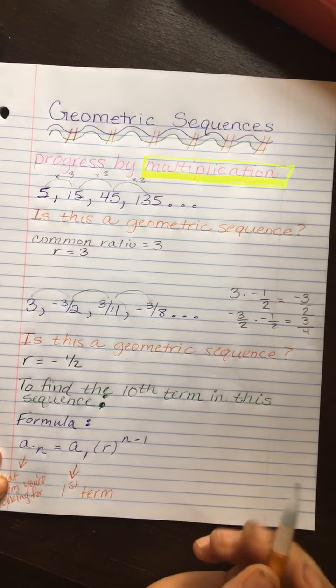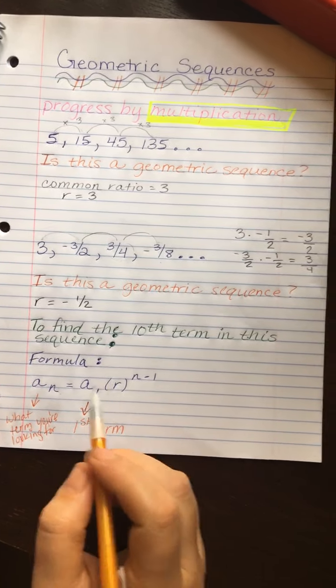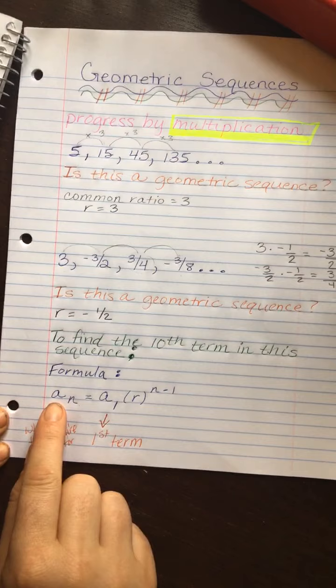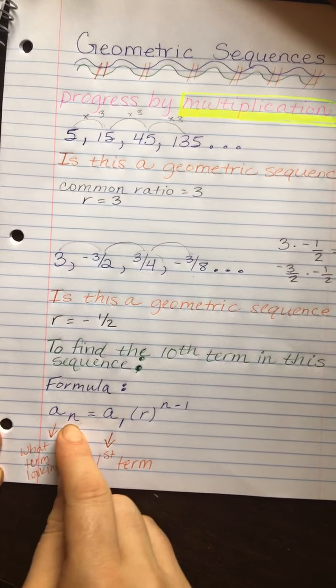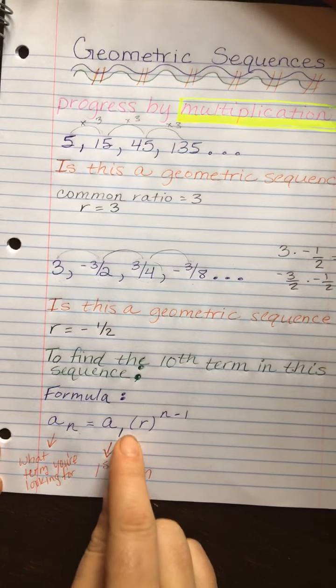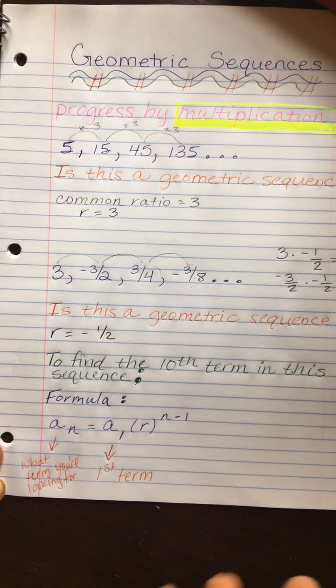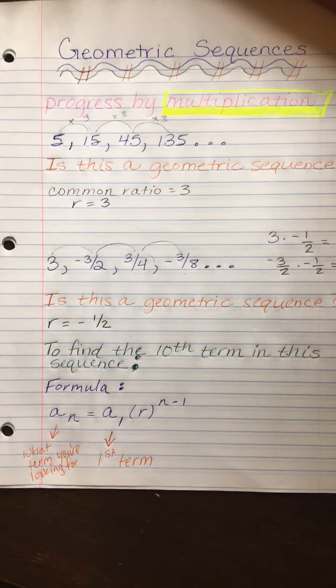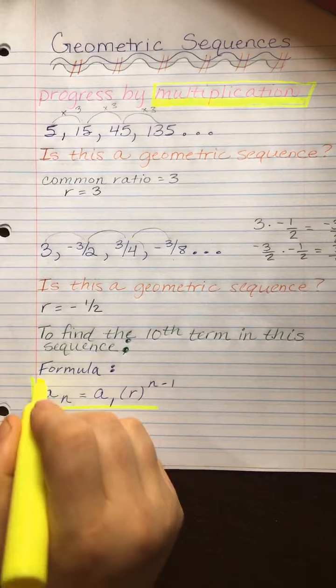So there is a formula that you can use. And this is what I want you guys to write. The formula would be a sub n equals a sub 1 times r to the n minus 1. So just write this formula down. This is what you're going to remember. Let me explain the formula.